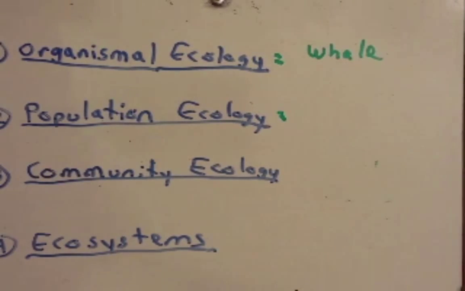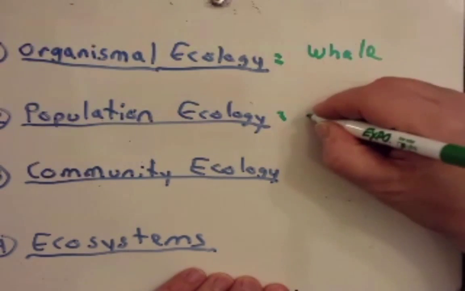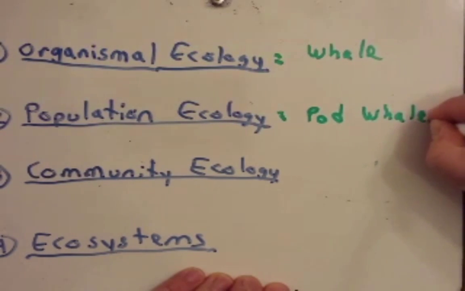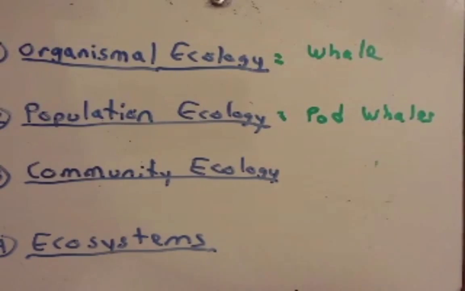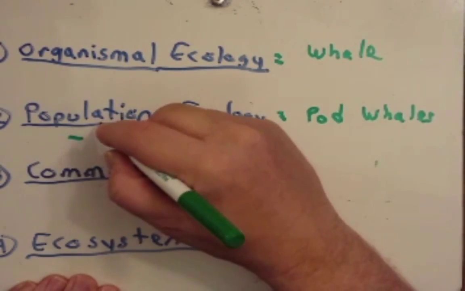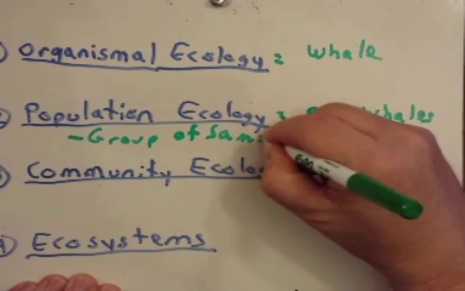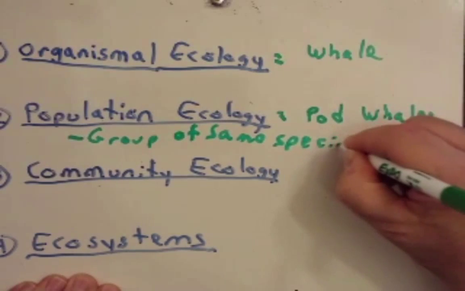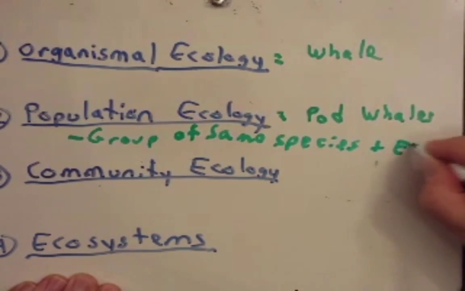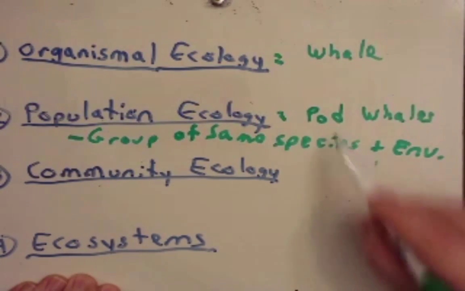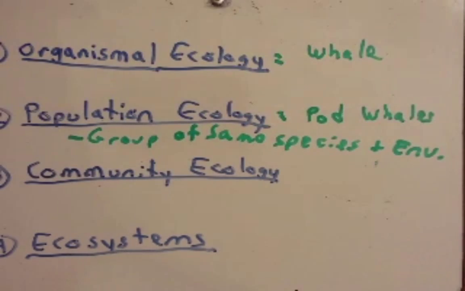A population ecologist might study a pod of whales. So a pod of whales would be a group of whales living together. So population ecology is a group of the same species plus the environment. Organismal ecology studies the whale. Population ecology studies a pod of whales, how the group of these whales interact with each other. And we're going to spend most of the rest of the day talking about this.